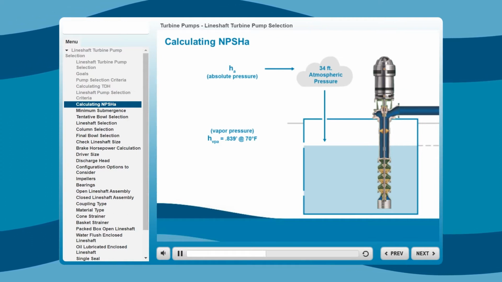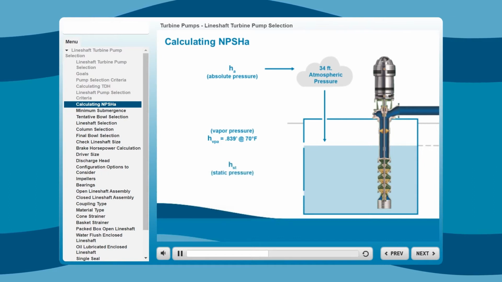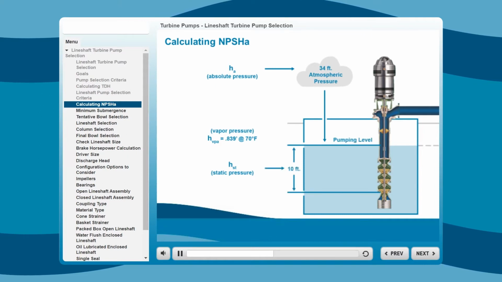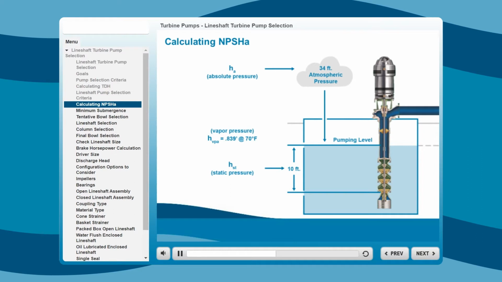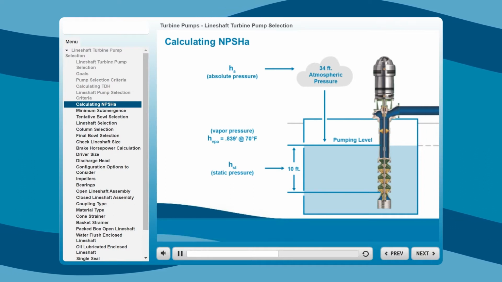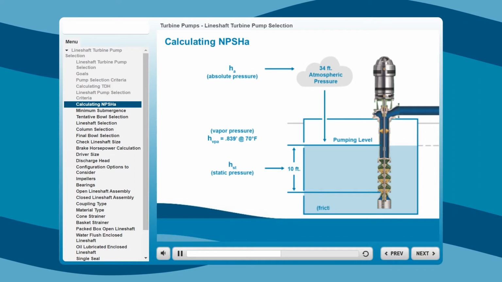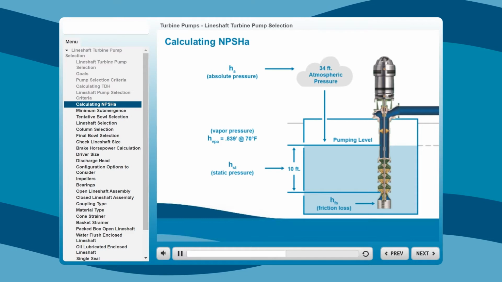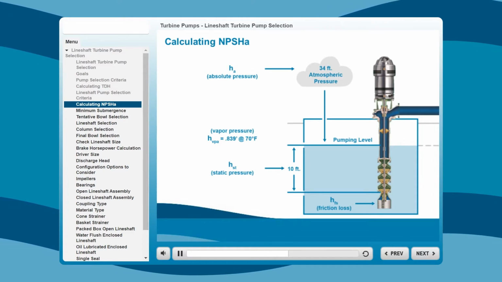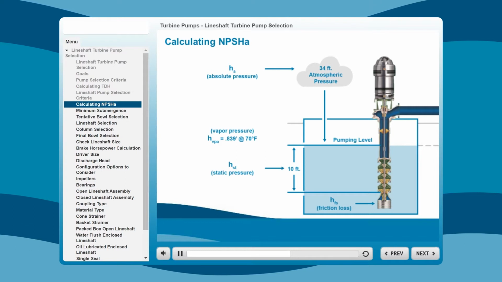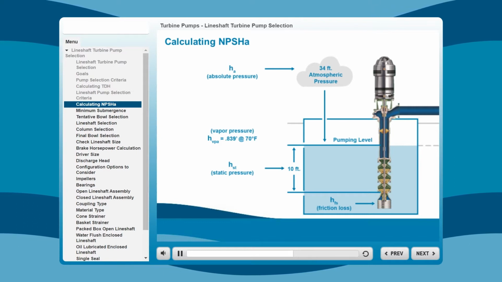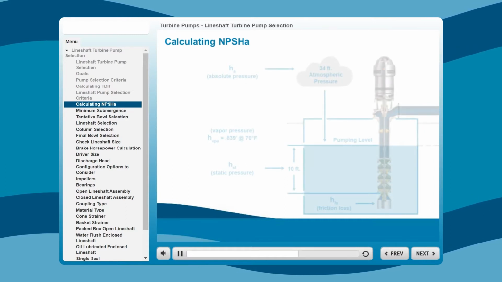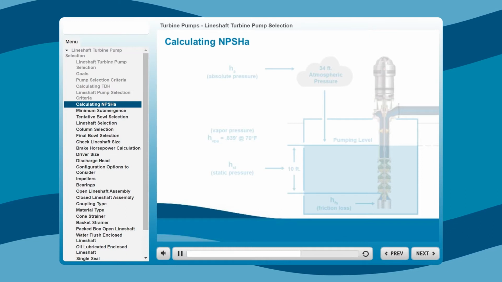Next, we either add in or subtract HST, or head static. It equals the static height in feet that the liquid supply level is above or below the pump center line, or impeller eye. And finally, we subtract HFS, which is head suction friction loss. It equals all suction losses in feet, including entrance losses and friction losses through pipe, valves, fittings, etc. Typically for vertical turbines, this equals 0, unless a tailpipe or something else is connected to the inlet of the pump. Now, let's apply this formula to a real-life scenario.